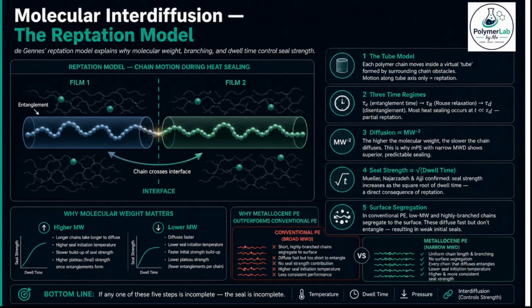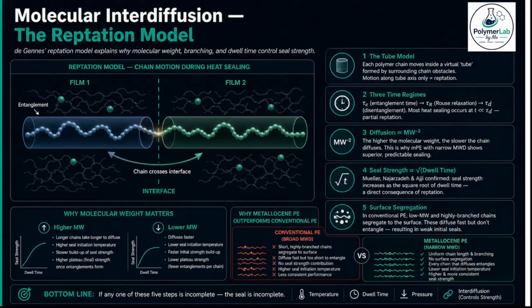Actually, seal strength is proportional to the square root of dwell time, a direct consequence of reptation. This relationship was confirmed experimentally by Muller. It is one of the most practically useful equations in heat sealing. If you know your seal strength at one dwell time, you can predict it at any other dwell time, and it tells you immediately that doubling dwell time doesn't double seal strength. It increases by only 41%.